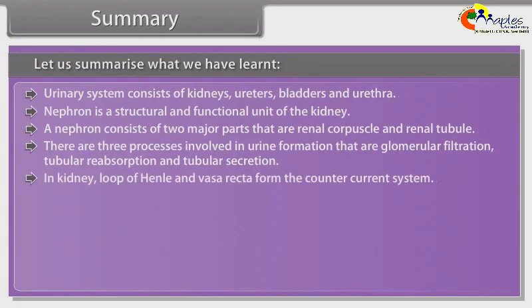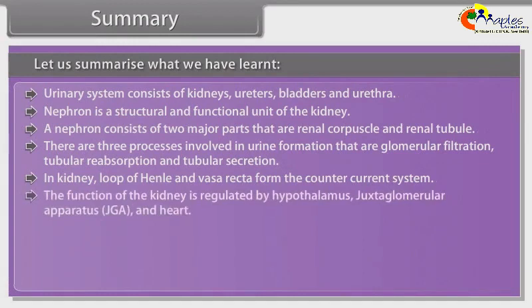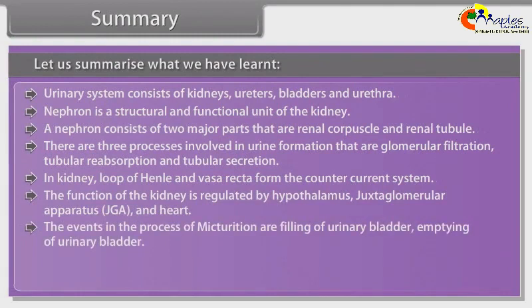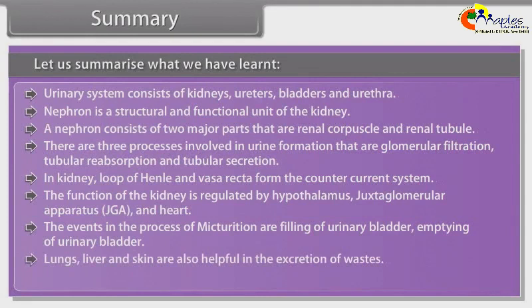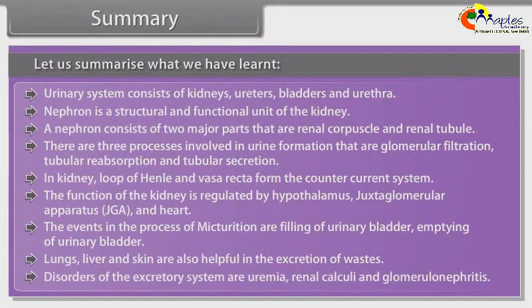In the kidney, the loop of Henle and vasa recta form the countercurrent system. The function of the kidney is regulated by the hypothalamus, juxtaglomerular apparatus and heart. The events in the process of micturition are filling of the urinary bladder and emptying of the urinary bladder. Lungs, liver and skin are also helpful in excretion of wastes. Disorders of the excretory system are uremia, renal calculi and glomerulonephritis.